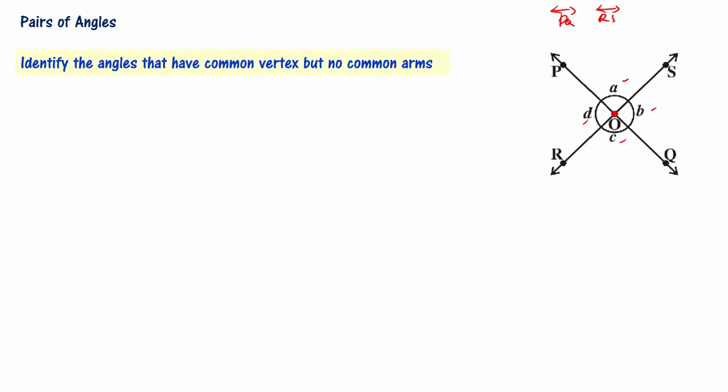Now let's look at this figure. I have line PQ and I have line RS, right? These two are intersecting at point O and making four angles A, B, C and D, right? Now looking at this picture, can you identify the angles that have common vertex but no common arms?